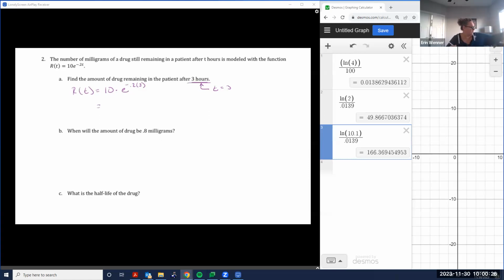Okay, so if we evaluate this, we plug this in, I'm going to go 10 times E, and then we're going to do that exponent. Now in the exponent, we need to have the parentheses so we can put the whole negative 0.2 times 3 part, all of that up there, right? And so this tells us that we're going to have 5.48811, blah, blah, blah. So we're going to say that we have approximately 5.49 milligrams.